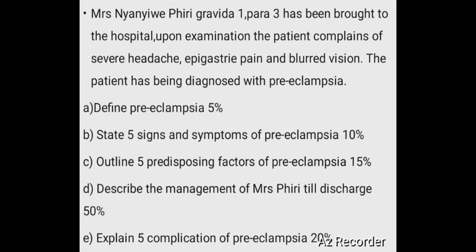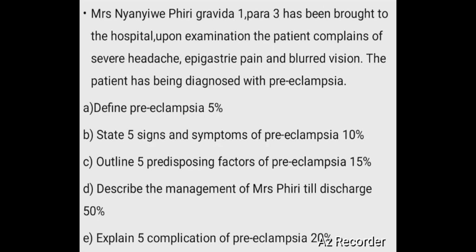Okay. Then the 5th sign and symptom, we can talk of epigastric pain. So epigastric pain is basically due to severe reduction of blood supply to the liver, and this symptom usually denotes pending eclampsia. Okay, so that's how you can answer these questions here. All right, let's move on. So C is saying outline 5 predisposing factors of pre-eclampsia. Okay, outlining 5 predisposing factors.